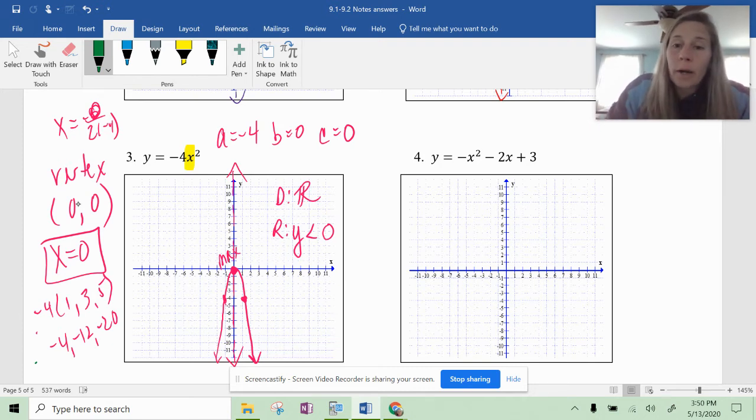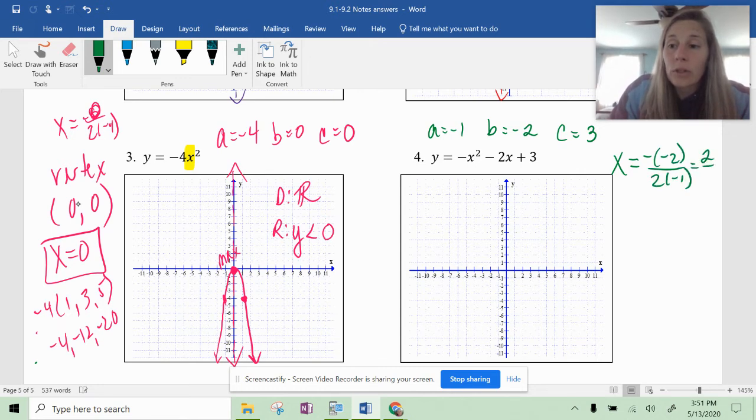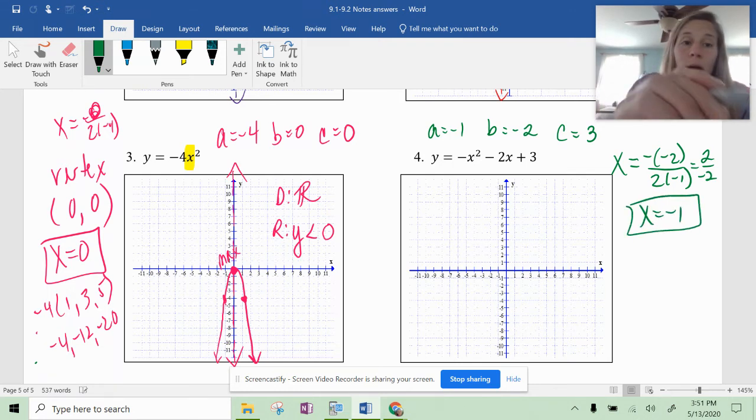Okay, number 4. A is -1, B is -2, and C is 3. To find my x, I'm doing -b over 2 times A. That's going to give me 2 over -2, which gives me an x value of -1.